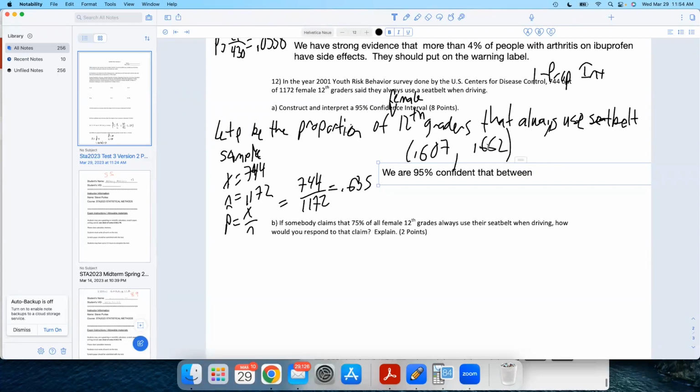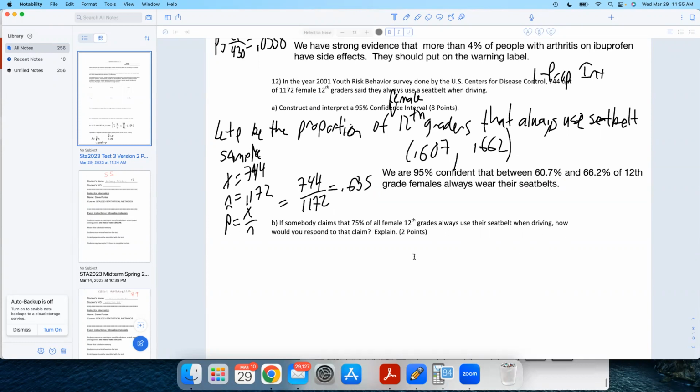That and that. So let's write those as percentages, 60.7% and 66.2% of your population was successful. 12th grade females always wear their seatbelt. There's my interpretation.